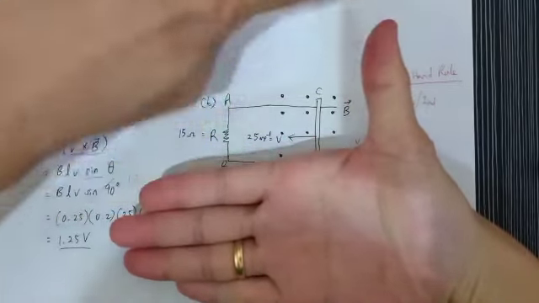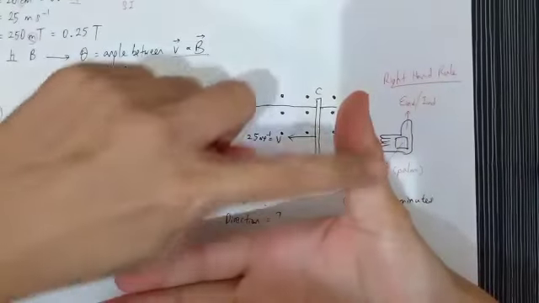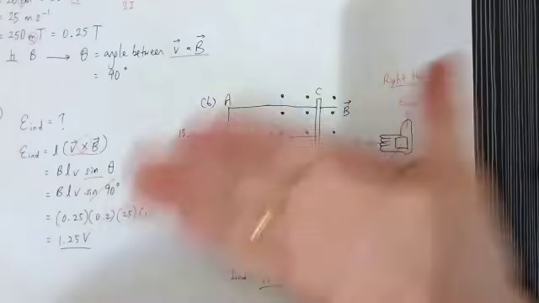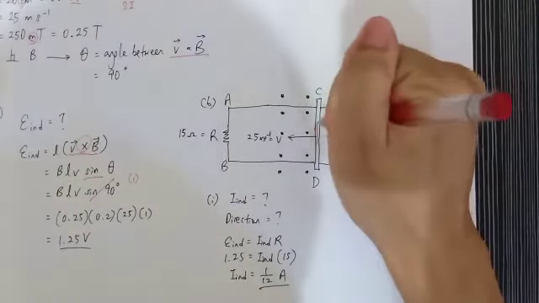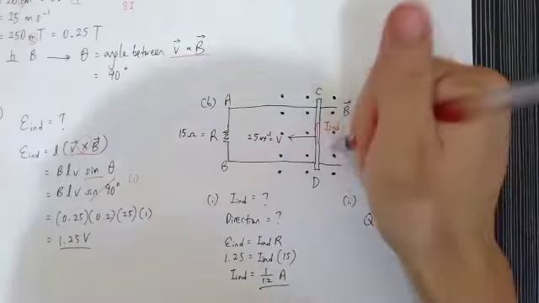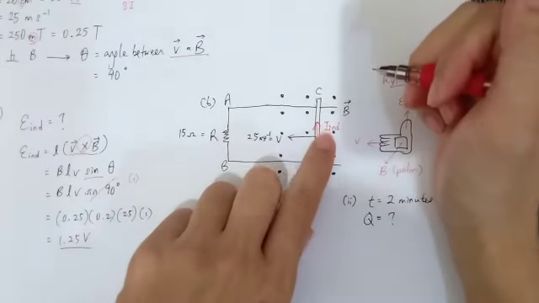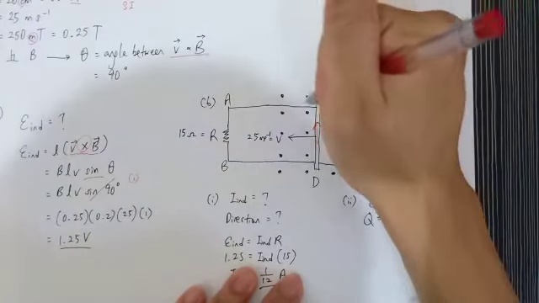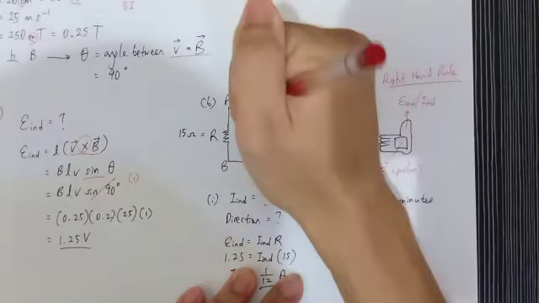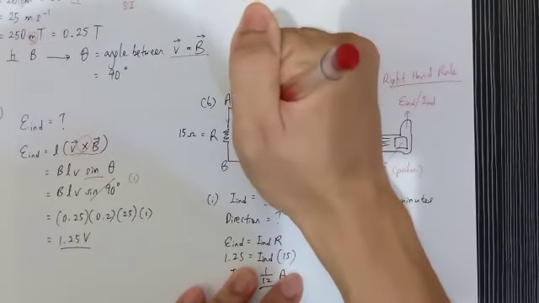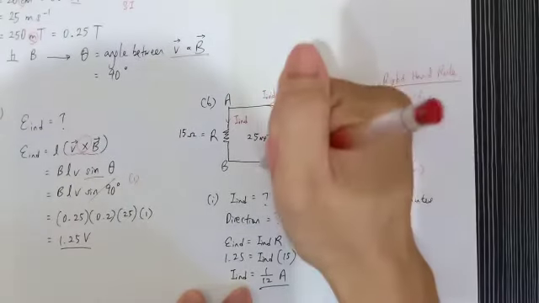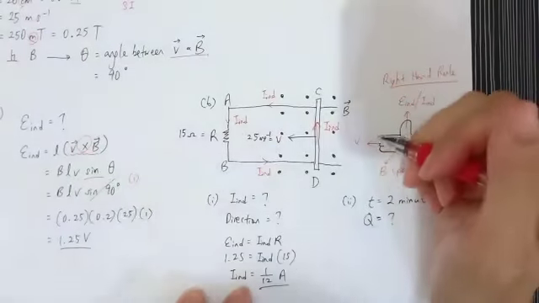Our thumb is the current. So the induced current is going up. So we got our direction of induced current. It will flow out from here, go down through the resistor here, and then go back to the conductor this way.